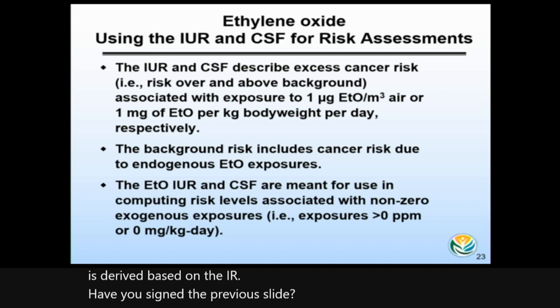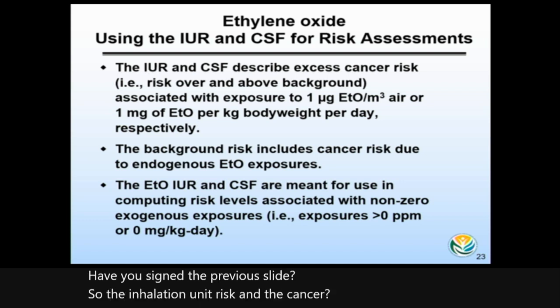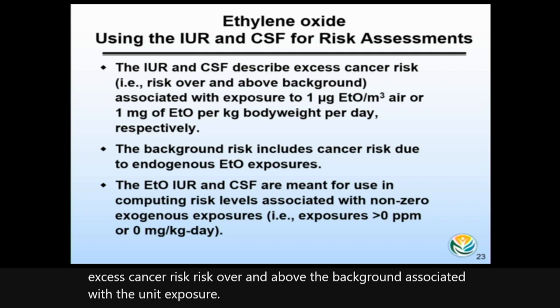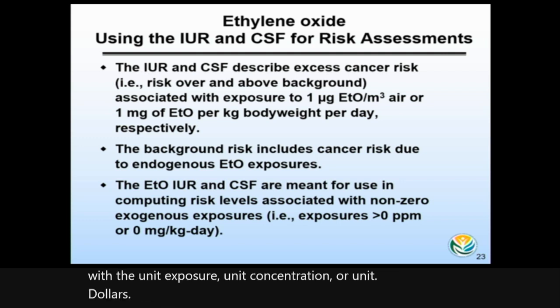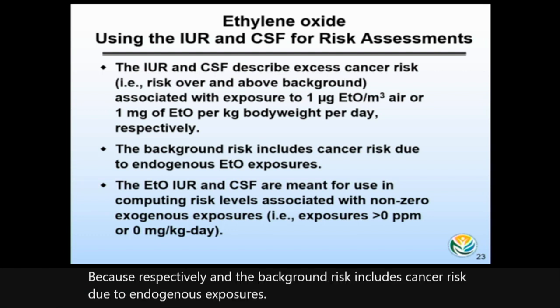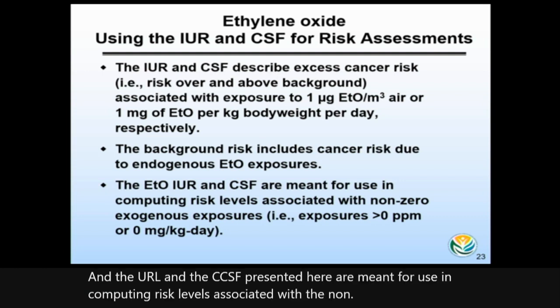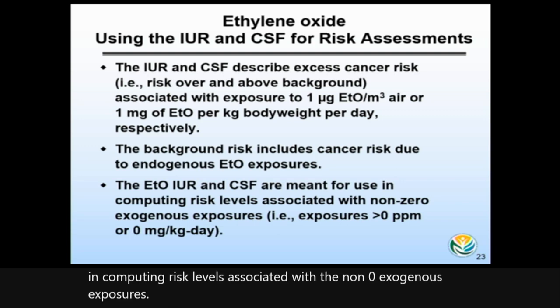So the inhalation unit risk and the cancer slope factor describe excess cancer risk, risk over and above the background, associated with the unit exposure, unit concentration or unit dose, respectively. And the background risk includes cancer risk due to endogenous exposures, and the IUR and the CSF presented here are meant for use in computing risk levels associated with non-zero exogenous exposures.